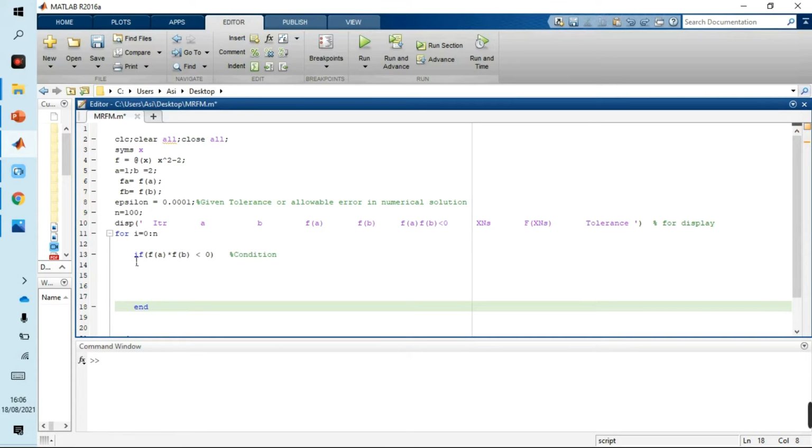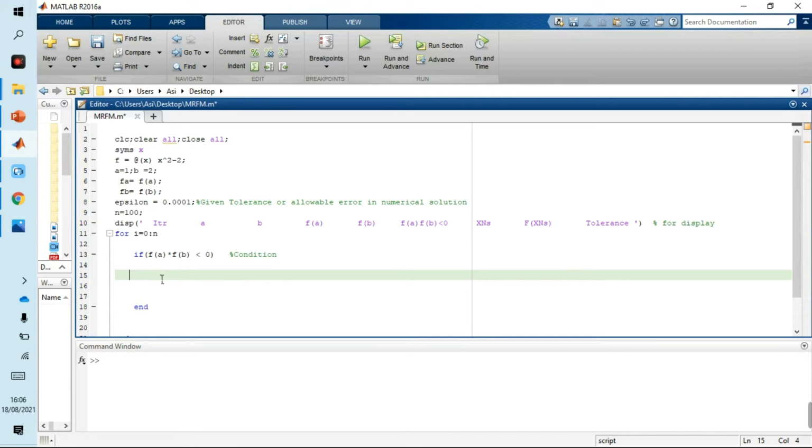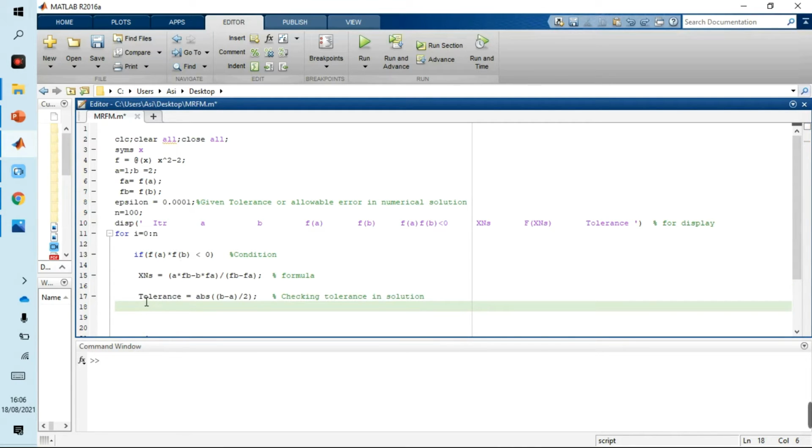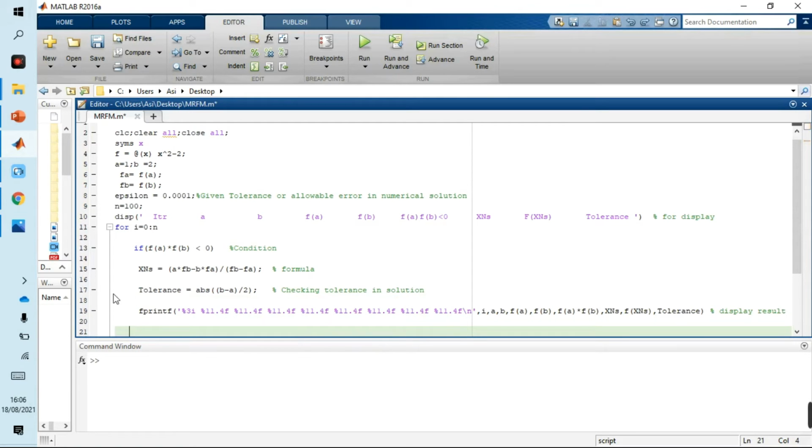This is the condition. If the product of the function values at the endpoints of the interval is less than 0, then we use this formula, x is equal to, for calculating the numerical solution. This is the formula of the Regula Falsi method. Next we check the tolerance in the numerical, estimated solution that we have calculated using this formula, and this command to display the result.